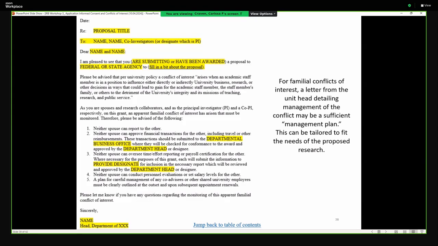So if there is a supervisory relationship, it's just showing either spouse or sibling or parent child can report to the other. There should be no approval of traveling or reimbursements between those. It should be handled by someone else in the department. They should not be overseeing time or effort reporting just because there's that relationship that could be motivation to not necessarily follow all the rules. It's just putting plans into place so that things are followed the way they should be.